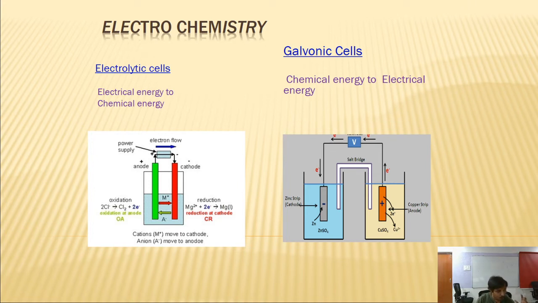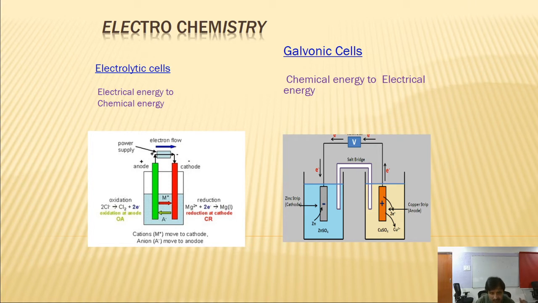The equipment and devices which are used for the conversion of electrical energy to chemical energy are said to be electrolytic cells, and the devices which are used for the conversion of chemical energy to electrical energy are said to be galvanic cells. Now, in this chapter, at the beginning, we have to know some important terms, such as electrodes, electrolytic solution, and external source.